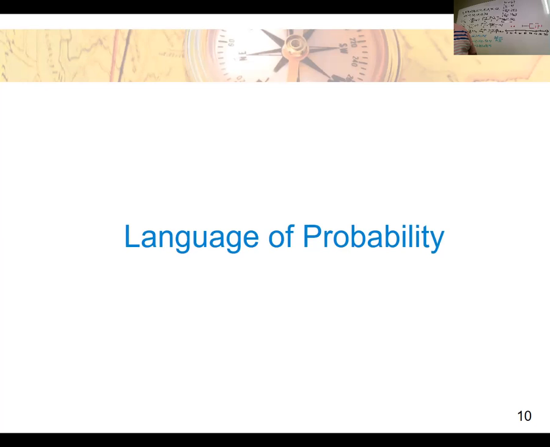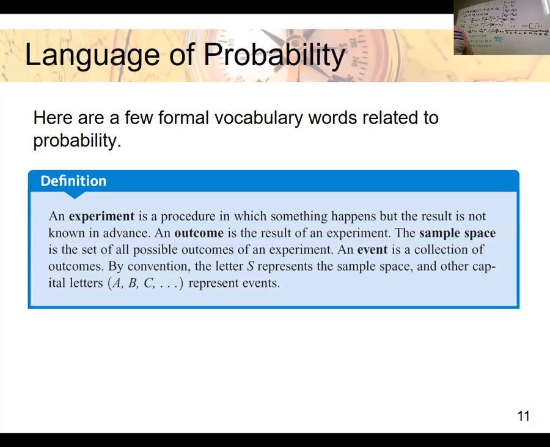Let's talk about the language of probability. So here is the definition. An experiment is a procedure in which something happens, but the result is not known in advance. So an experiment can be things like tossing a coin, or rolling a fair die, or spinning a spinner with probably 8 numbers on it. Or it could be something like drawing a card from a deck of 52 playing cards.